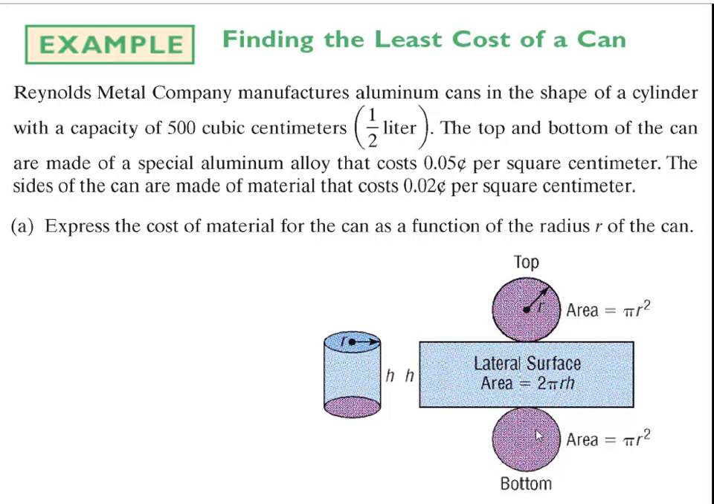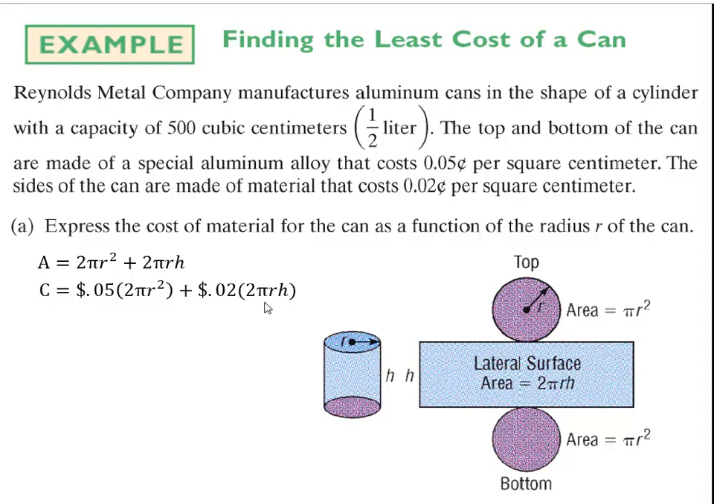So I need to take the total area of the top and bottom and multiply it by its cost. And then I'm going to take the total area of the side and multiply it by its cost. So first of all, the area is the two circles. So I have the pi r squared, one for top and one for bottom. And then I have the rectangle, which is the side of the circular cylinder. And then the cost is going to be the 5 cents times the top and bottom, and then the 2 cents times the area of the side.